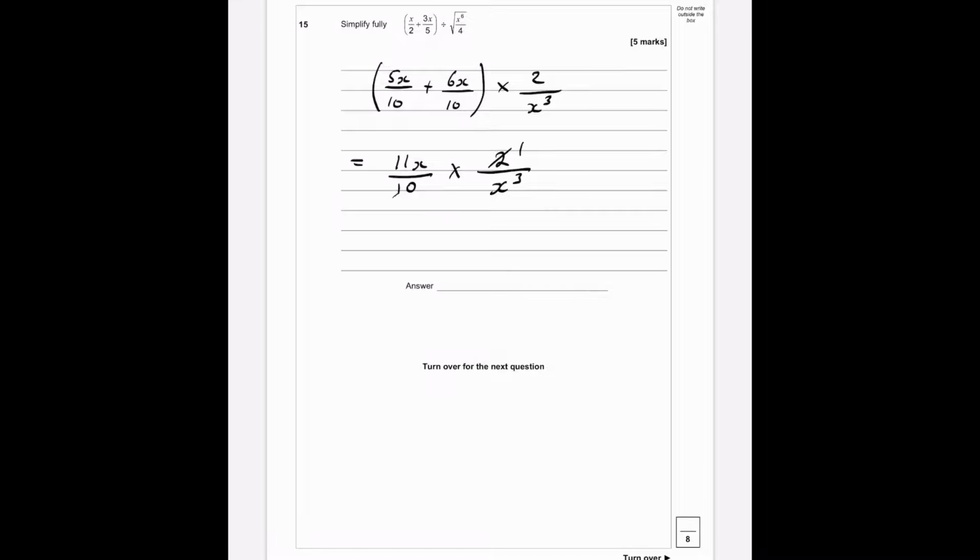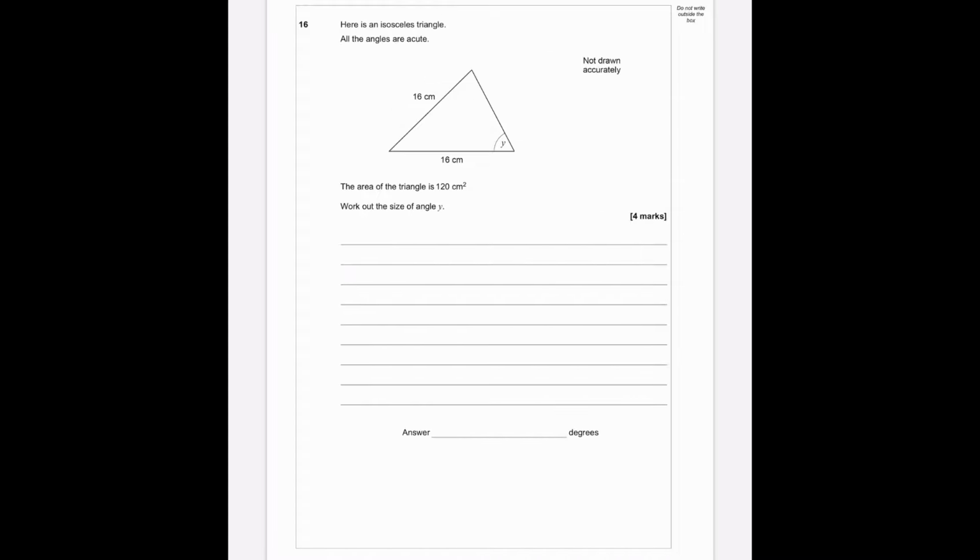5x over 10 plus 6x over 10 is 11x over 10, timesing by the 2 over x cubed. I've cancelled a load of stuff one at a time. You can cross cancel, of course, when multiplying fractions, leaving me with 11 over 5x squared as being fully simplified. If you've written 11 over 5, lots of x to the minus 2 outside, that's absolutely fine too.